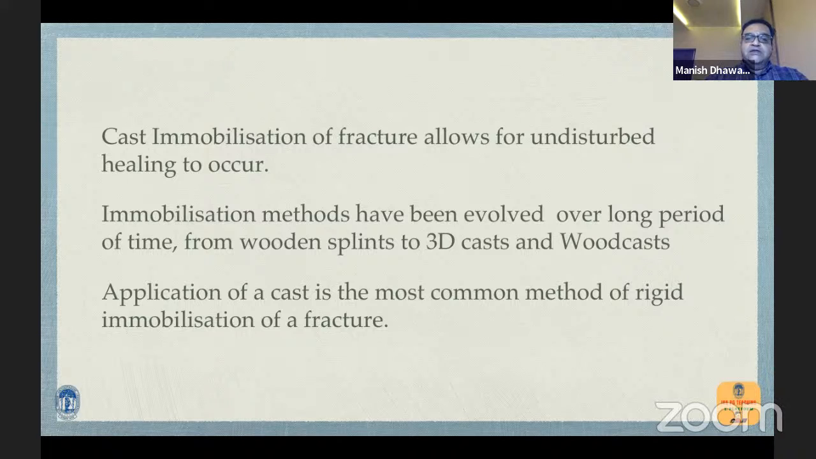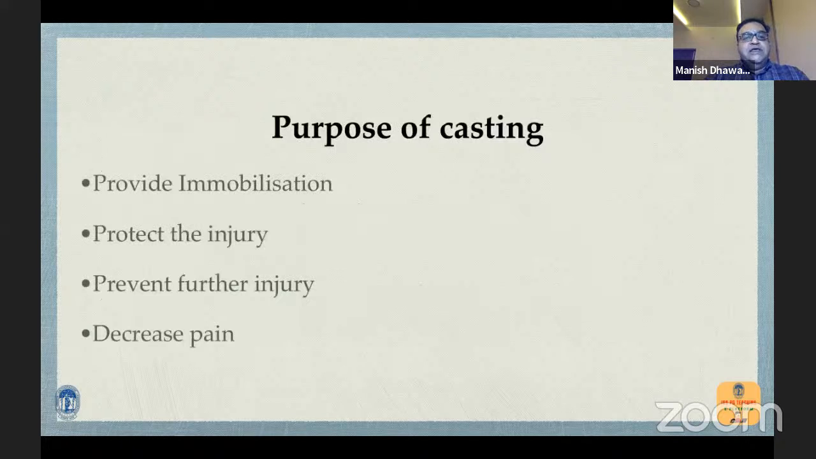The application of a cast is the most common method of rigid immobilization of fracture, which has been practiced for many centuries. The purpose of casting is to provide immobilization of the fracture. We want the healing to occur, and to protect against further injury. If it is not immobilized, the fracture ends can bleed again and there can be soft tissue injury again. So it protects that. And the most important thing is that once you apply a cast and give stability, the pain of the patient at the fracture site decreases.